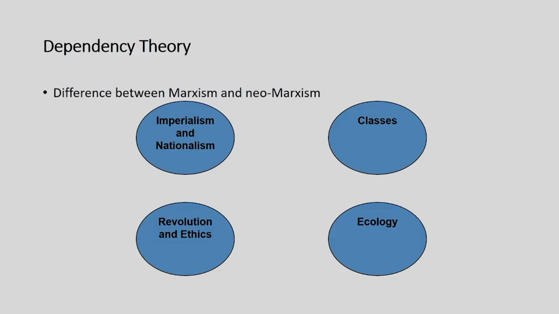With Baran, we will look at the way he made a distinction between actual surplus and potential surplus. Okay, and then we will discuss the differences between Marxism and neo-Marxism from four vantage points: in terms of imperialism and nationalism, classes, revolution and ethics, and ecology.